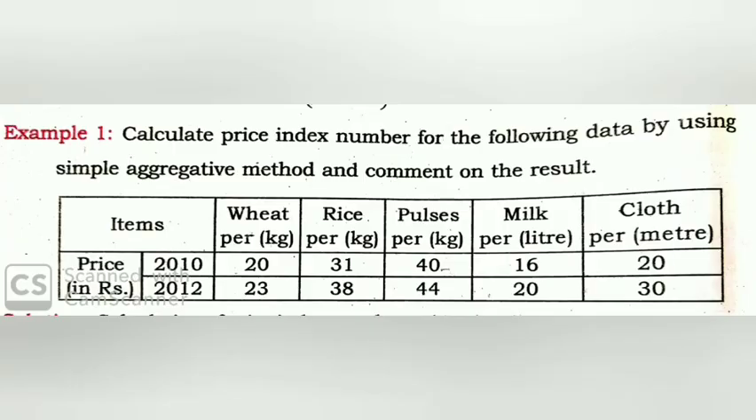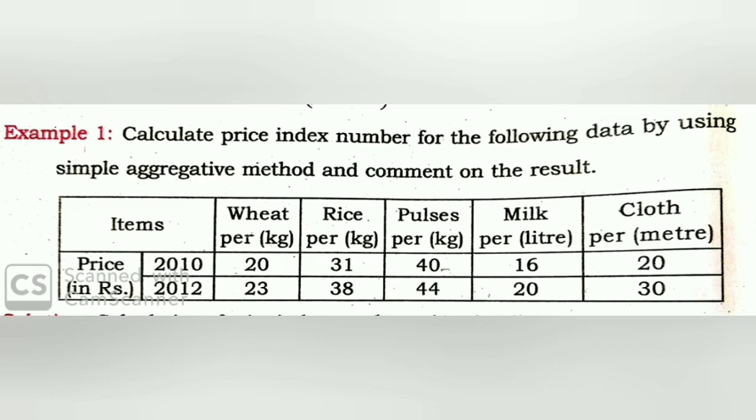Let us calculate the price index number for the following data by using the simple aggregative method and comment on the result. Data is given: items, weight, rice, pulses, milk, clothes, and prices are given for 2010 and for 2012. 2010 will be our base year price and 2012 will be our current year price. That is, 2010 is P0 and 2012 is P1.